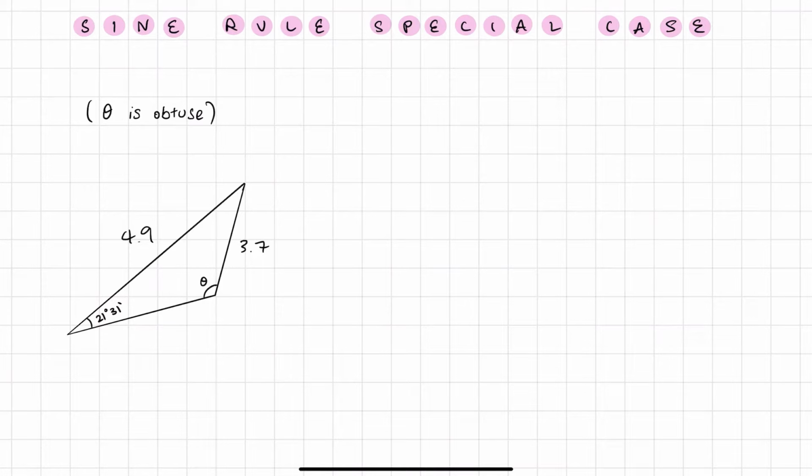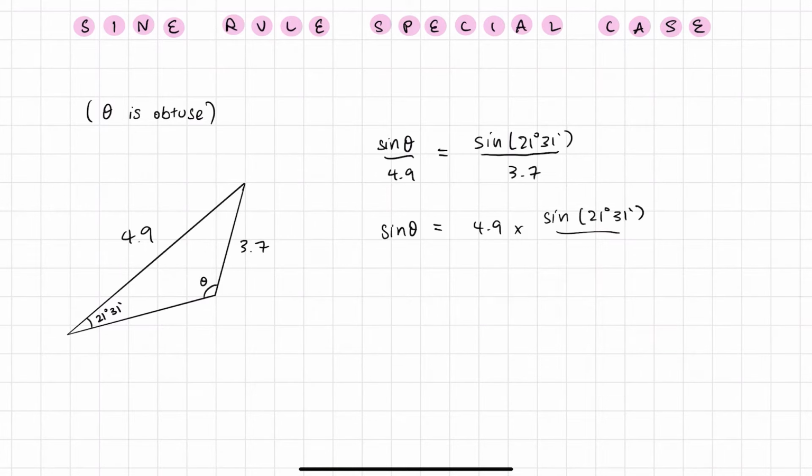But let's try to solve this as usual. I'm going to use the sine rule, and I'm going to say sine theta over 4.9 is equal to sine 21 degrees 31 minutes over 3.7. Sine theta is equal to 4.9 times that, and then if we sine inverse everything on the right hand side and put it in the calculator, we get 29 degrees and 4 minutes.